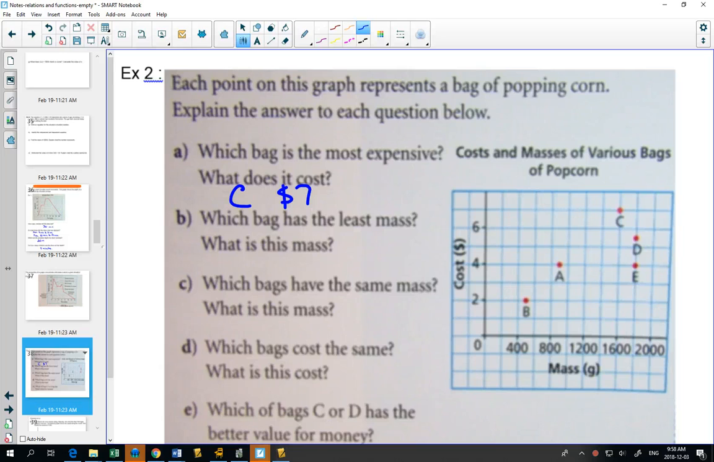Which bags have the same mass? Can you see that on yours? Yes, you can. The same mass would be D and E.